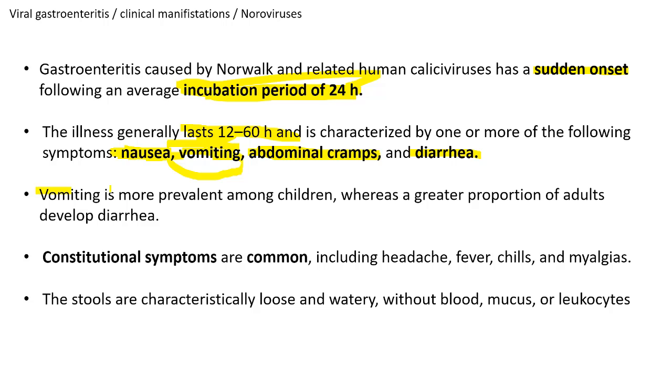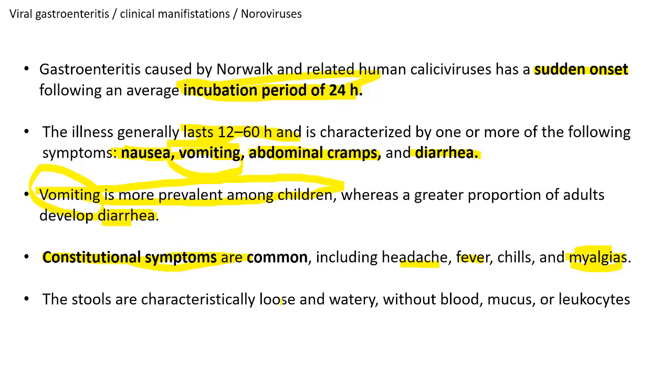Okay, so vomiting is more prevalent among children. It's a more prominent symptom of the disease, while in the case of adults, they mostly have diarrhea. But in general, in viral gastroenteritis, vomiting is more prominent. Now, you can also have constitutional or generalized symptoms such as fever, chills, headache, and some muscle pains or myalgias.